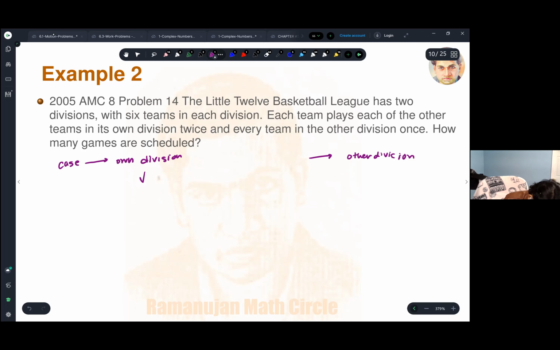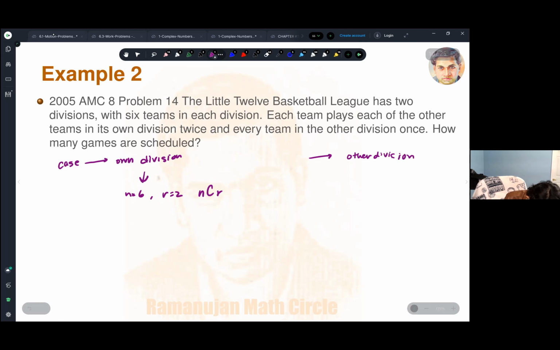So own division would be okay. There are 6 teams within a division. So this would be having 6 people, 6 letters, for example, and picking out 2 each because each pair plays against each other. So n would be equal to 6 and r equal to 2, and it's nCr because the order does not matter in which you pick them.